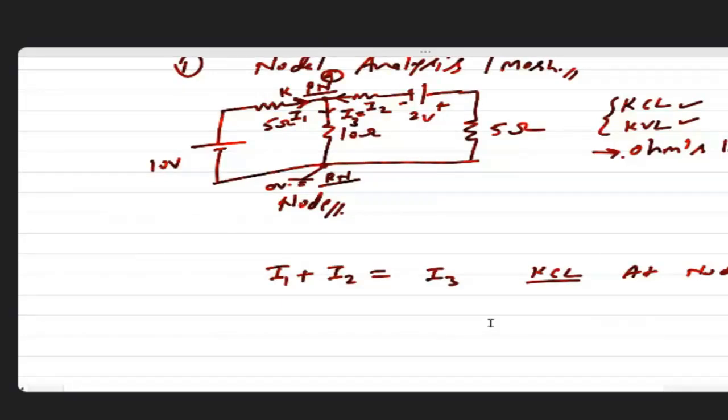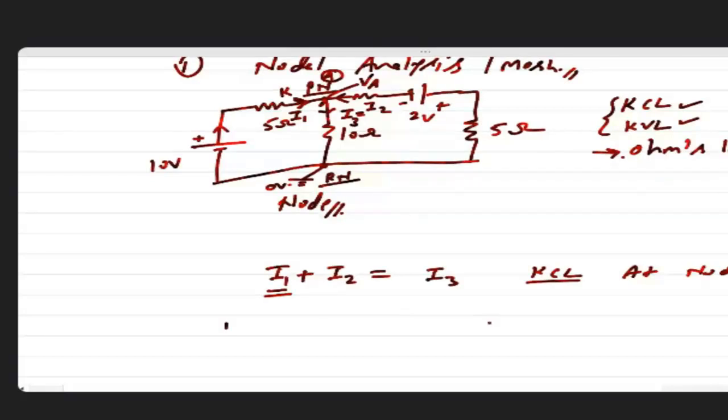Now discuss this I1. This I1 is originating from this battery and terminating at this node, and you have assumed the node voltage at this node is VA. So you have to write the formula for I1, that is (10 minus VA) upon 5. This is I1. Similarly for I2, you can see this is I2. It is originating from where? It is originating from here, this reference node.